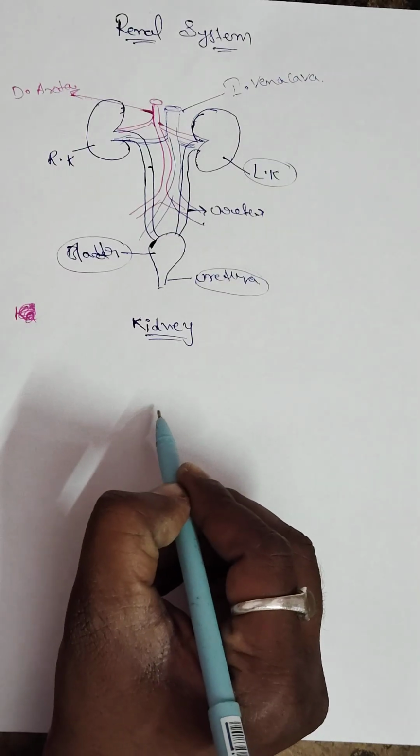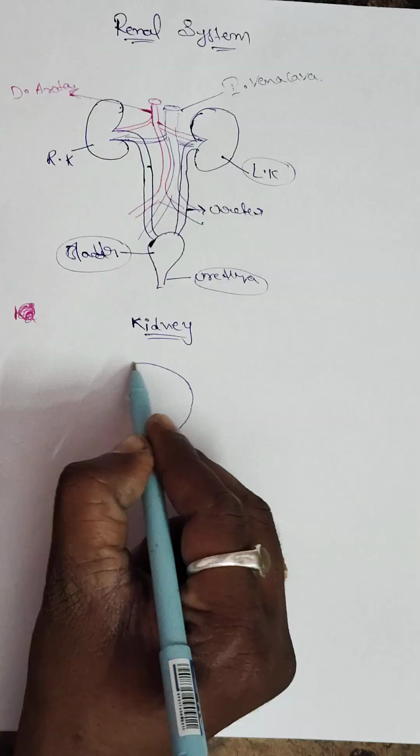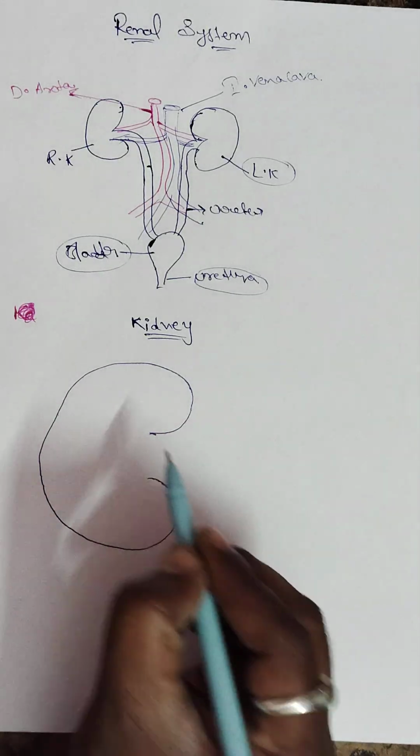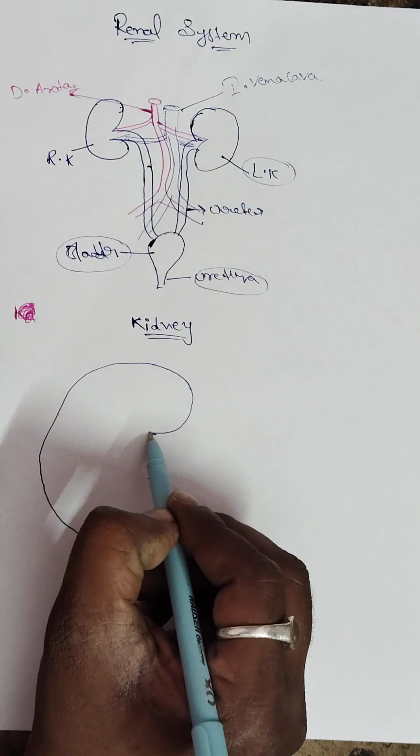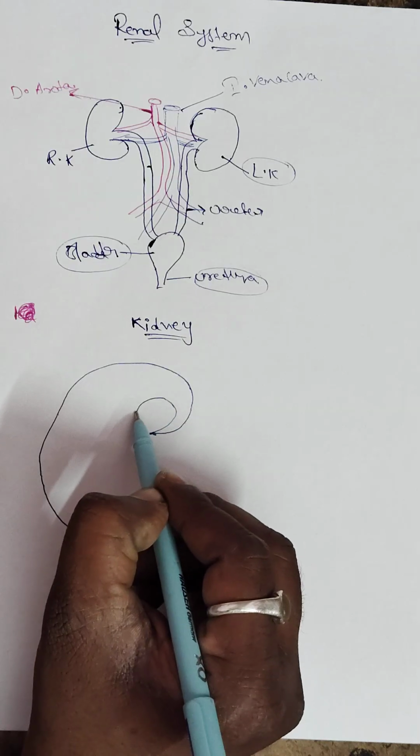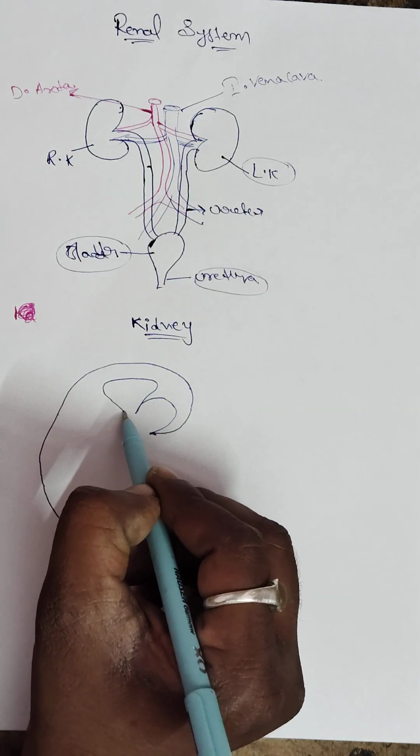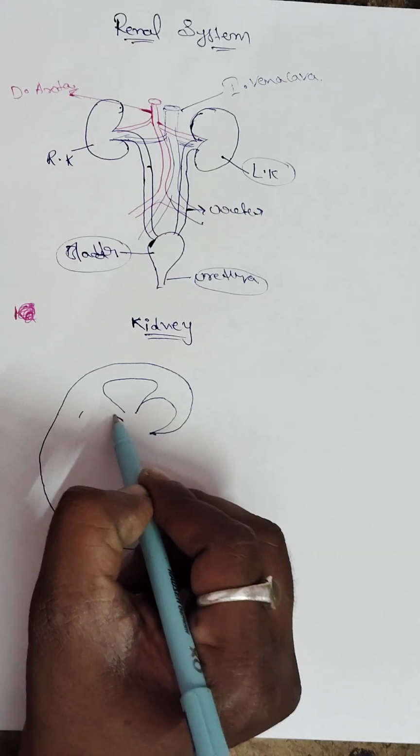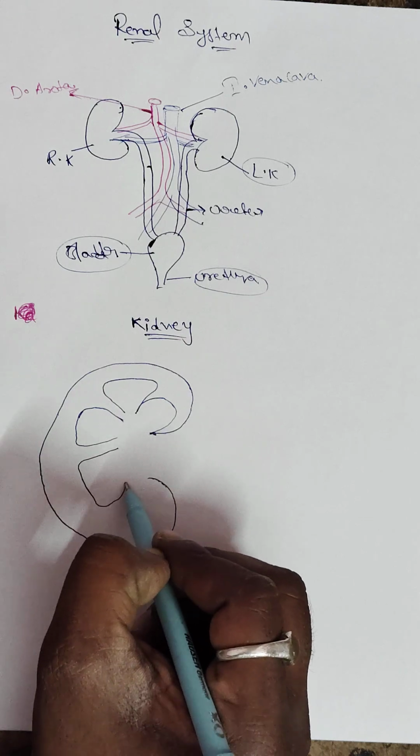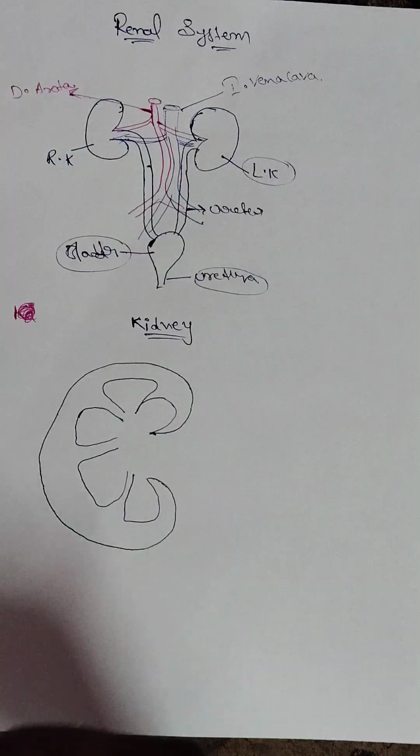So kidney, first of all, we'll discuss the structure. Now I take one kidney, the left kidney, like this. So this is the kidney. Internally, structures like this are present in the kidney. This type of structure is observed in the kidney internally.